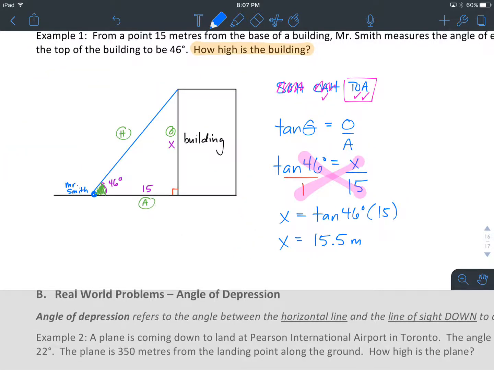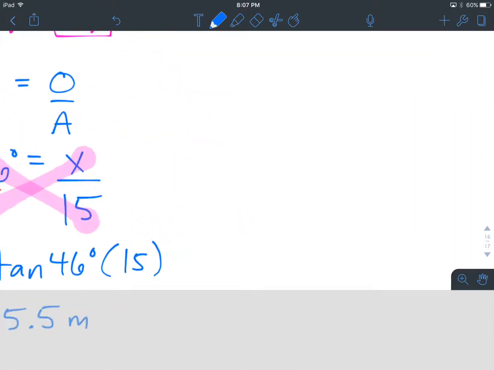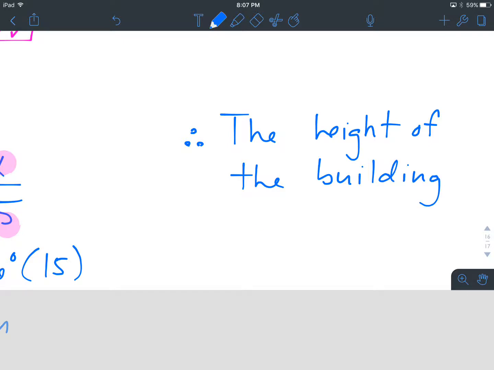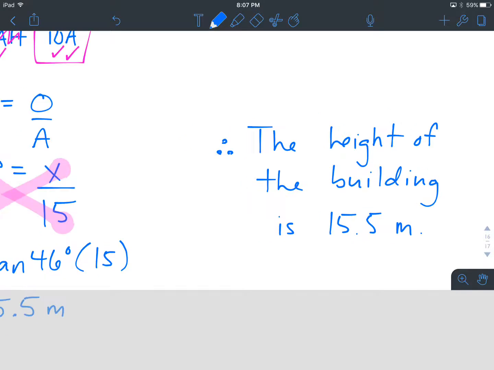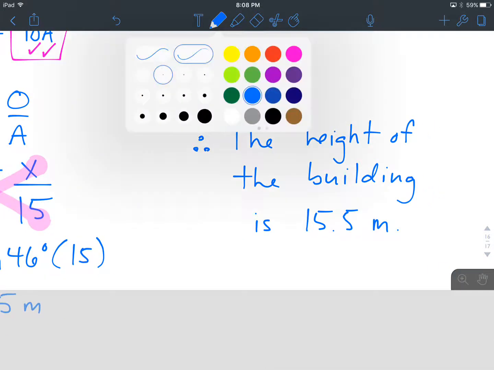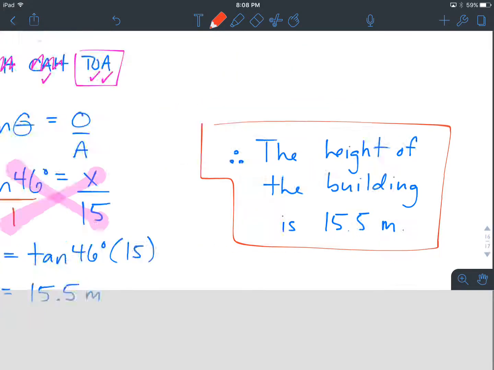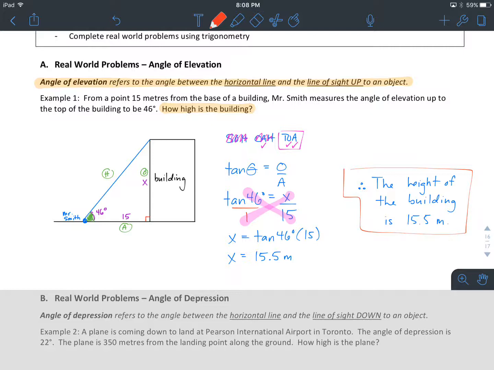Last thing you need in a word problem is a little therefore statement to sum it up. Doesn't have to be long, doesn't have to be wordy, does have to be there. So therefore the height of the building is 15.5 meters. And I like to put it in a little box just so that I can identify it. So there it is. There is our first real world problem.